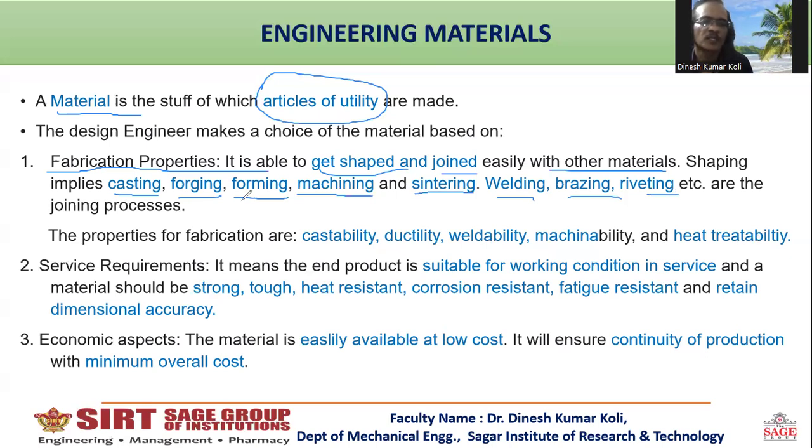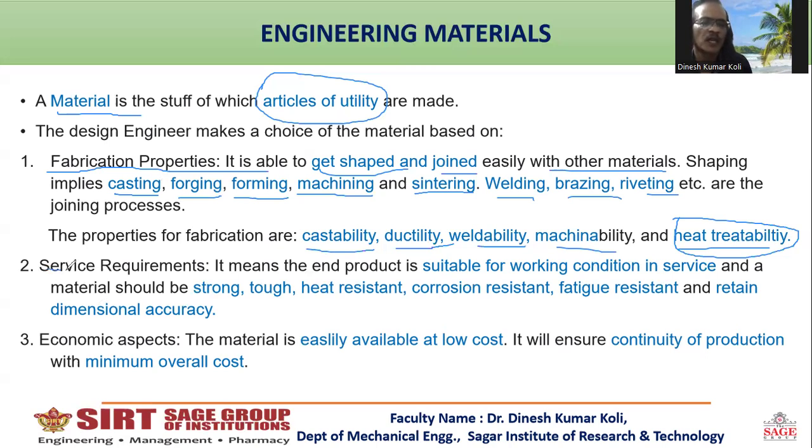So these properties, called fabrication properties, are important for any material to get it shaped and joined. The properties may be castability, ductility, weldability, machinability, and heat treatability. Heat treatability is also a property required for heat treatment of the metal. The metal is first heated, then soaked at a certain temperature, and then cooled, maybe in oil, in air, or in water, to give different properties.